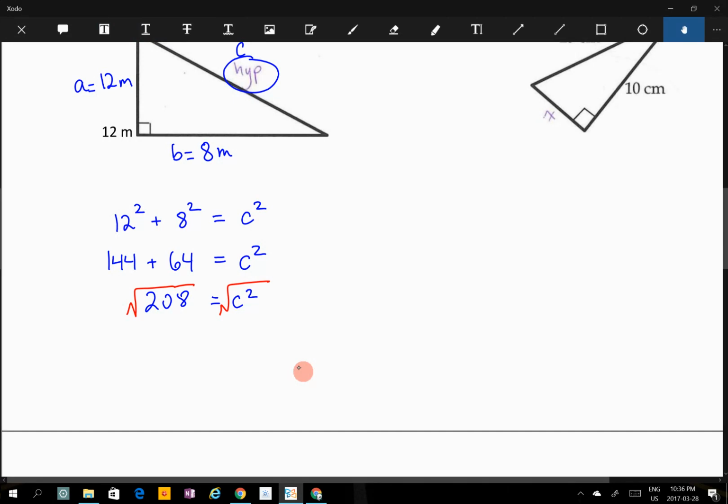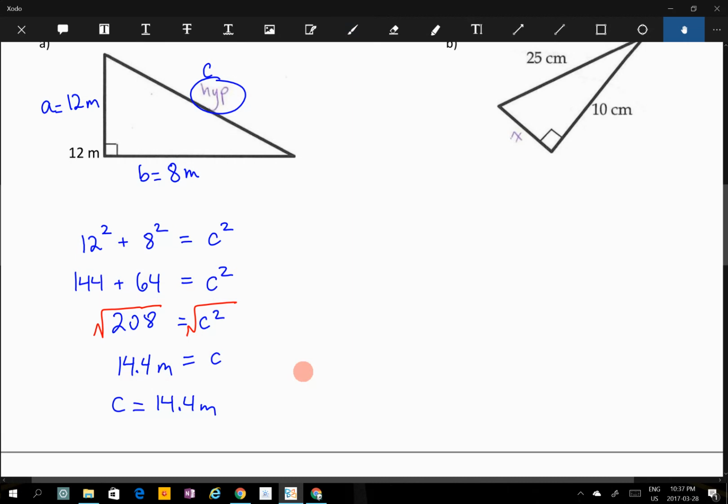And so the square root of something that's squared is just going to result in a C, and the square root of 208 is going to give you my answer. So my answer here is going to be 14.4, and my units are in meters. So 14.4 meters is equal to my hypotenuse C. Or I can write it this way: C equals 14.4 meters.